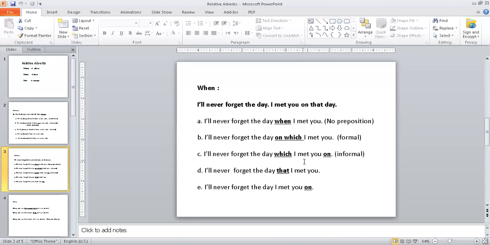We are modifying the day, so don't repeat on that day. We delete on that day. No preposition with when. Be careful. No preposition with when.